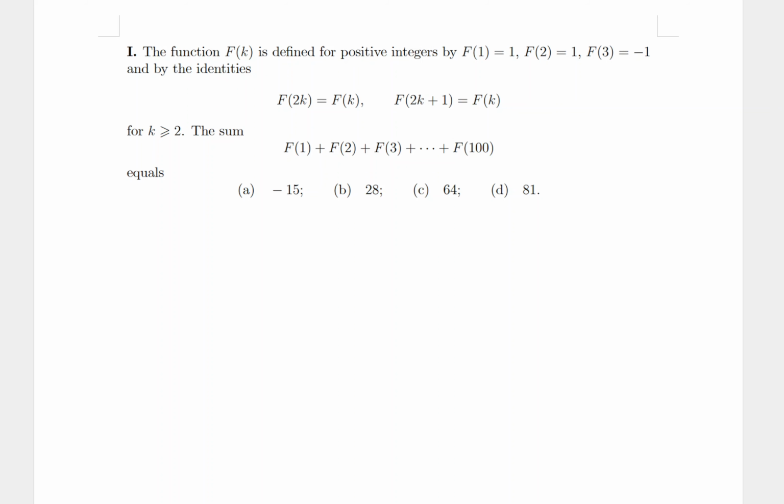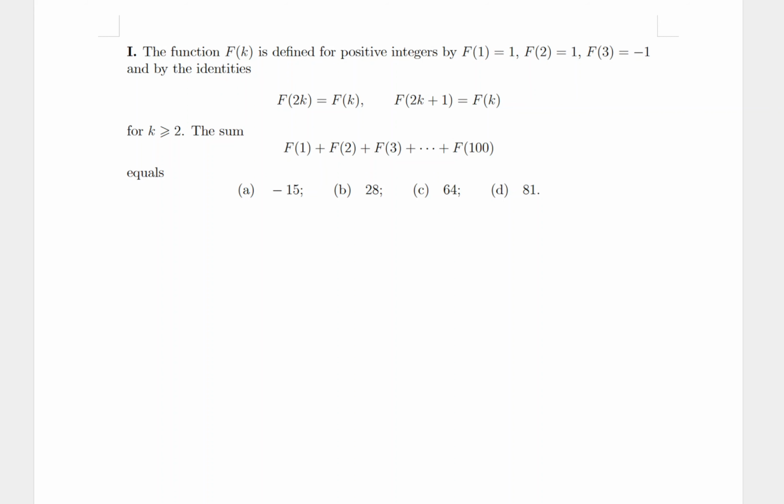Okay, let's move on. So, question 1I. The function f of k, well, it's big F of k, is defined for positive integers by f of 1 is 1, f of 2 is 1, f of 3 is minus 1, and by the identities f of 2k is f of k, and f of 2k plus 1 is f of k as well. For k greater than or equal to 2, the sum of 1 to 100 equals 1.